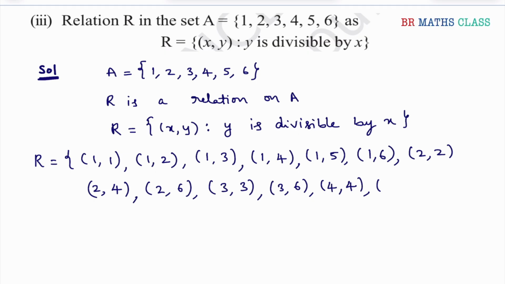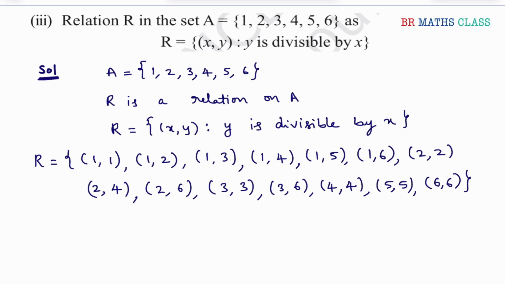Next, 5 comma 1? No. 5 comma 2? No. 5 comma 3? No. 5 comma 4? No. 5 comma 5? Yes. 5 comma 5 is there in A cross A. 5 is divisible by 5. Next, 5 comma 6? No. 6 comma 1? No. 6 comma 2? No. 6 comma 3? No. 6 comma 4? No. 6 comma 5? No. 6 comma 6? Yes. 6 comma 6 is the last ordered pair in A cross A and 6 is divisible by 6.